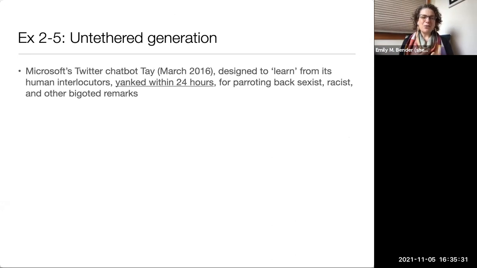It was designed to learn from its human interlocutors, and supposedly it was going to pick up fun things to say and speech styles. And very quickly, people got a hold of it who wanted to train it to say things that were sexist and racist and so on. And they succeeded, and Microsoft had to pull that back off.